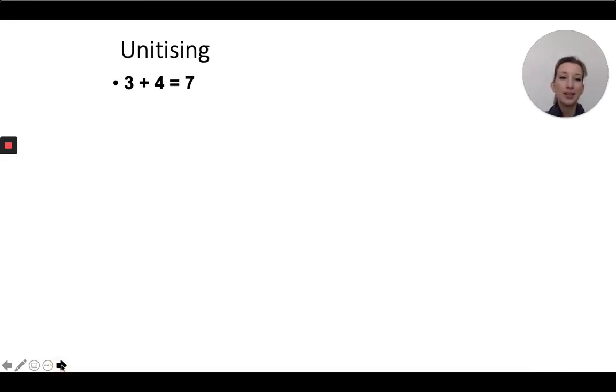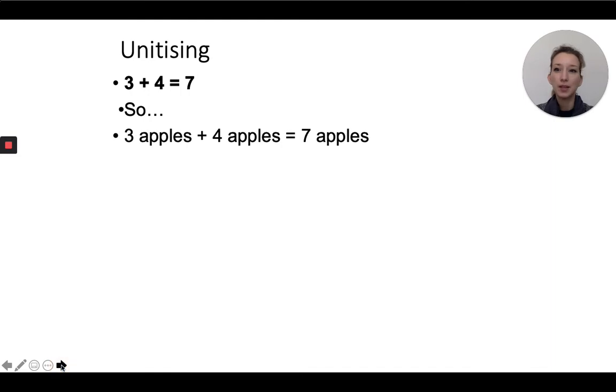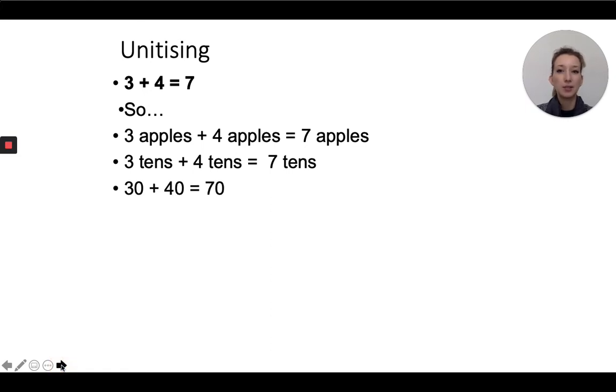So one key thing children need to understand before moving on to these calculations is unitising, and this starts really, really early, even in EYFS. It's also in mastery, and this notion I'm about to show you can be referred to as procedural variation. So if you know that 3 plus 4 equals 7, you could generalise that to 3 apples plus 4 apples equals 7 apples, or 3 tens plus 4 tens is 7 tens, and then 30 plus 40 equals 70.